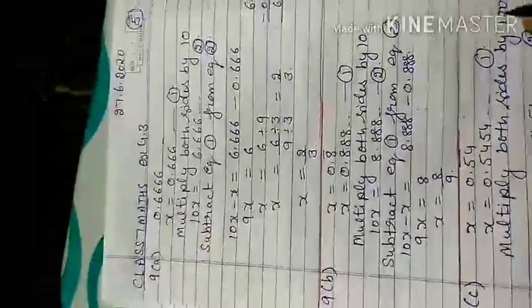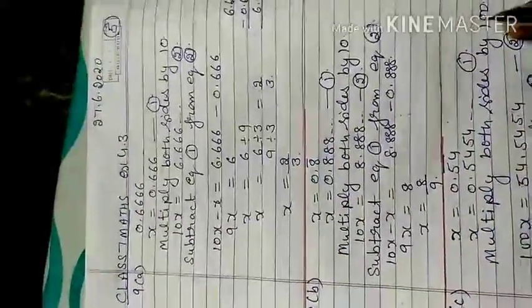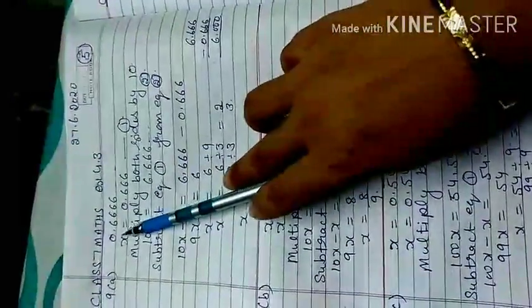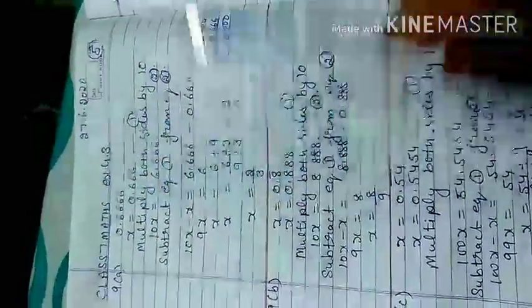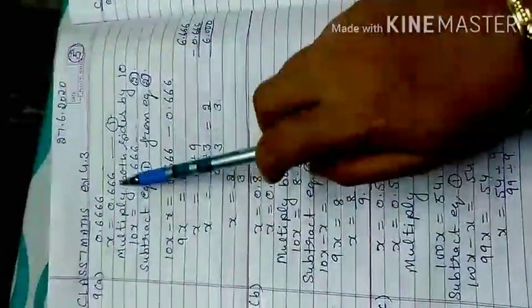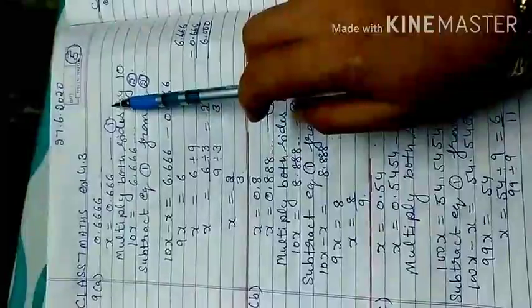This is non-terminating decimal numbers. Conversion of non-terminating recurring decimal into fractions. In your ninth question, first part, your question is 0.66. Here 6 is repeated, only single digit is repeated. So I will consider x is equal to 0.666 is my first equation.